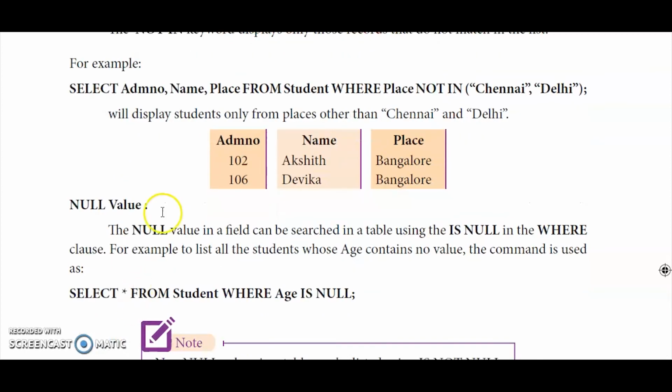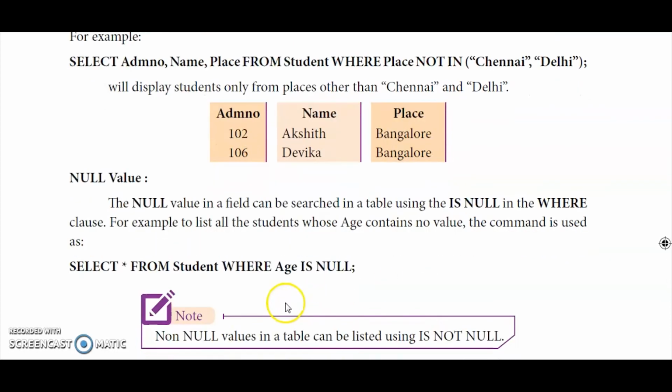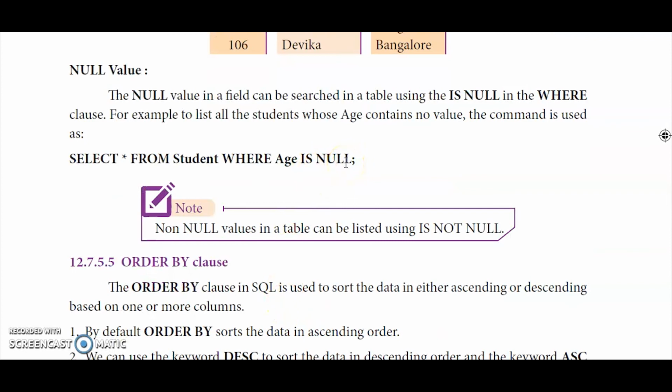Clear? So the null value in a field can be searched in a table using is null. So where age is null, if you doubt whether anyone has a null value, you can check through it. Okay. Non null values in a table can be listed using is not null. So you have that option also. So if you have a doubt about a field, whether it may contain null values, you can give select star from student where age is null. Then if anyone's age was left without a value, only that record will be available. Okay. So you can also check through it.